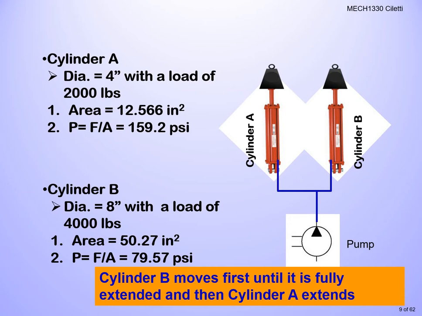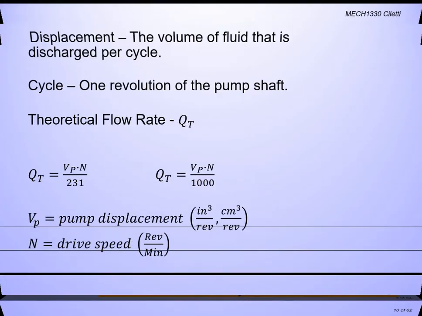So make sure that you're paying attention to this. Even though the first cylinder has a smaller load, it's a smaller cylinder. So the path of least resistance is going to go to cylinder B, based on the pressure calculations that we just did, okay?